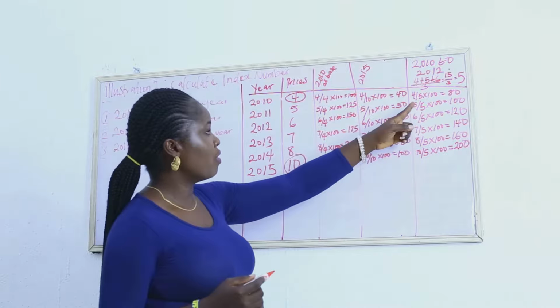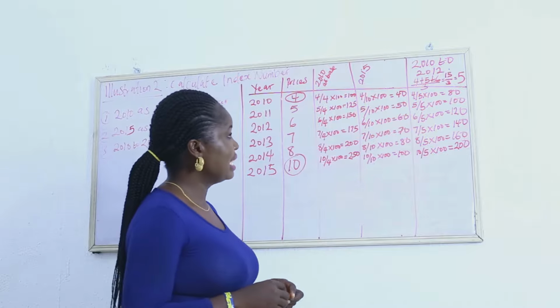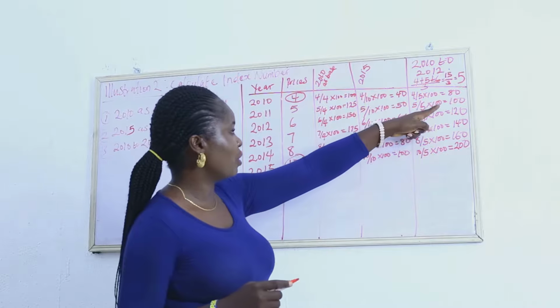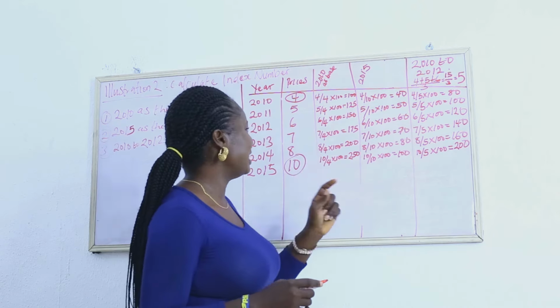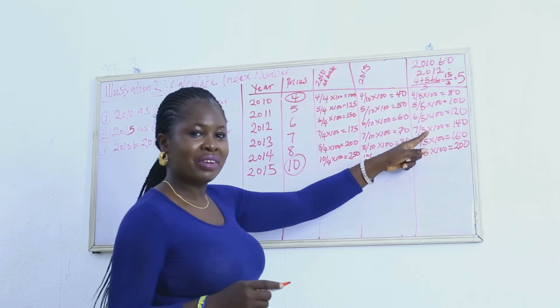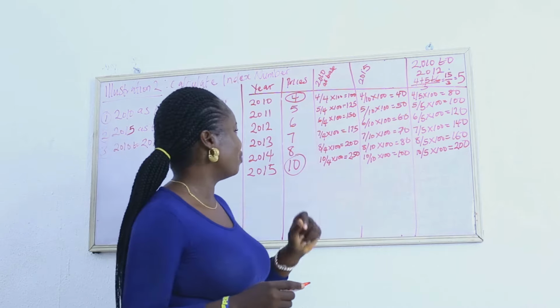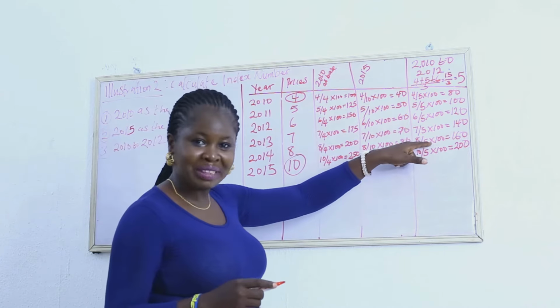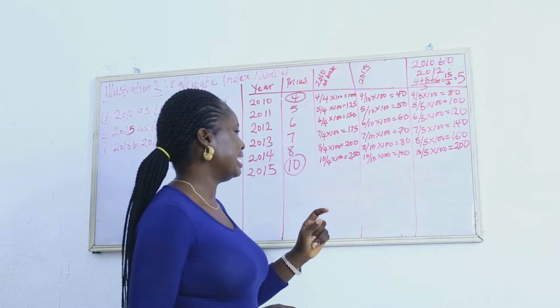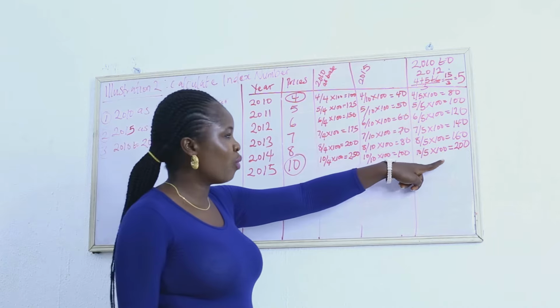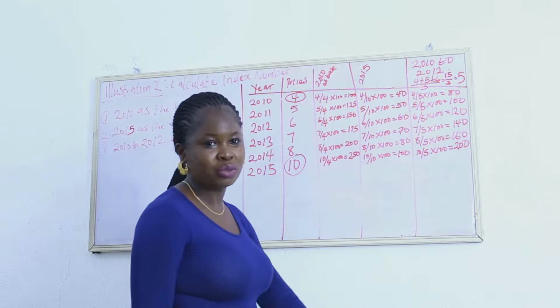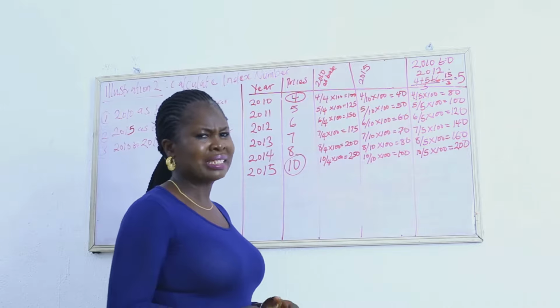So we say 4 over 5 times 100 is 80, then 5 over 5 times 100 is 100, then 6 over 5 times 100 is 120, then 7 over 5 times 100 is 140. 8 over 5 times 100 is 160. Then the last one, which says 10 over 5 times 100, is equal to 200. We can see they are simple arithmetic.